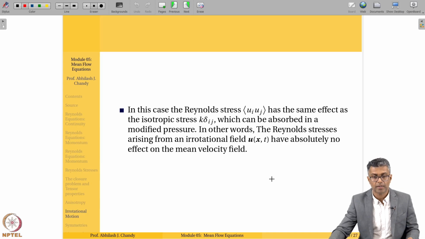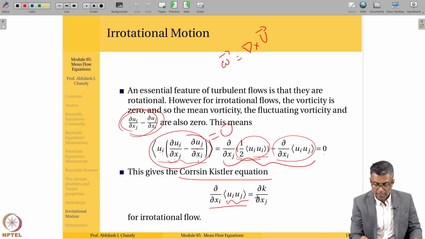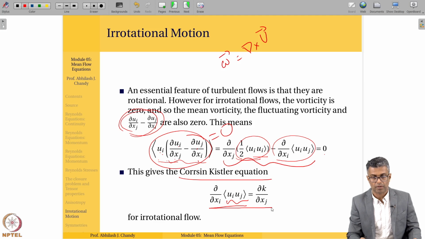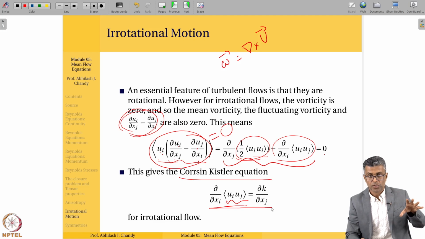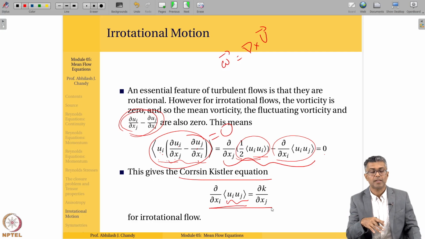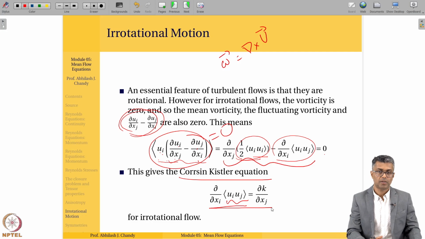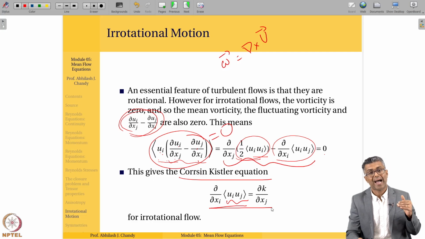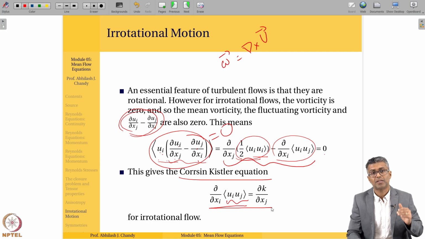So what you're saying through this equation is that the Reynolds stress, of course there is a derivative there, the derivative of the Reynolds stress is the same as the derivative of the kinetic energy. The kinetic energy we know is the isotropic part of the Reynolds stress tensor. And what we are saying is that the Reynolds stress has that same effect. So essentially, the Reynolds stress in irrotational flows is having the same effect as what kinetic energy would, which is basically only having an isotropic effect.